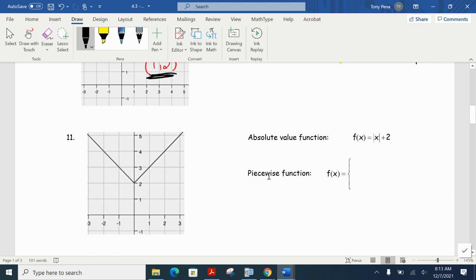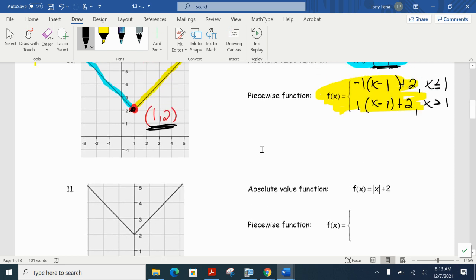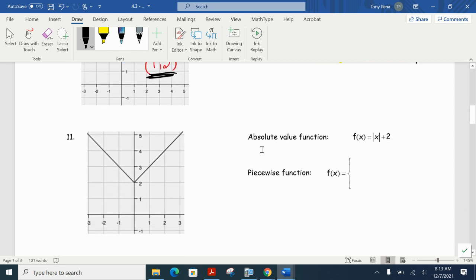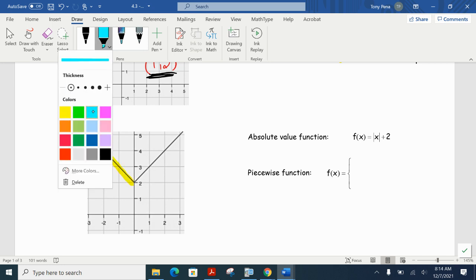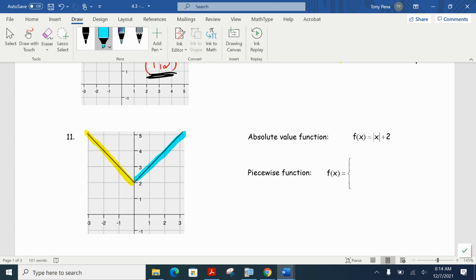So number 11, let's use the graph one more time. Same idea. Write the piecewise function for this V-shape over here. So it's two parts. We should have two different lines. When you do this again, I would like you to use the shared point, all right, which is the vertex.